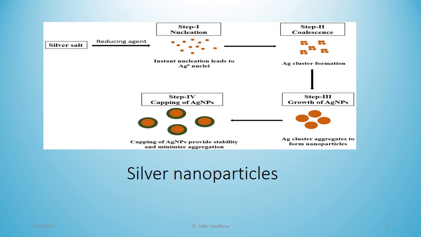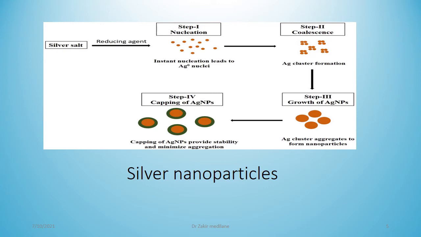So what happened in this coalescence? In this coalescence, the nanoparticles that were formed, which are very separated and divided and not combined with each other, now combine, and the silver cluster is going to be formed. Formation of clusters is observed in step number 2, which is called coalescence. Go on to step number 3, the growth of silver nanoparticles.